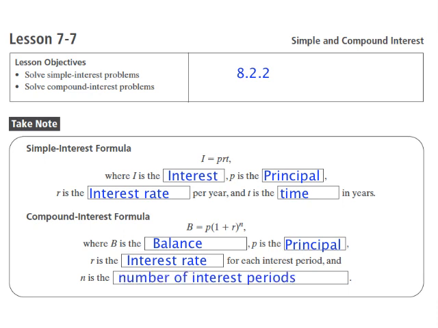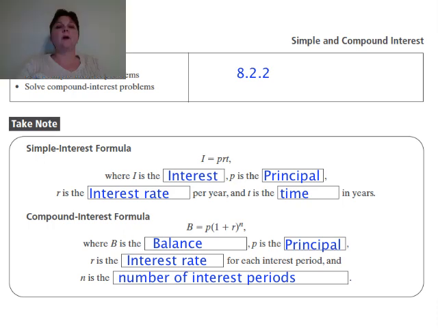It depends on whether they calculate it yearly, which is usually annually, semi-annually, which is twice a year, quarterly, which is 4 times a year, or monthly, which is 12 times a year. Pause the video if you need more time to copy down the notes.